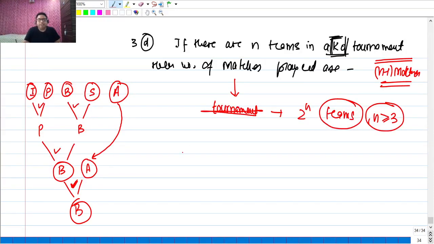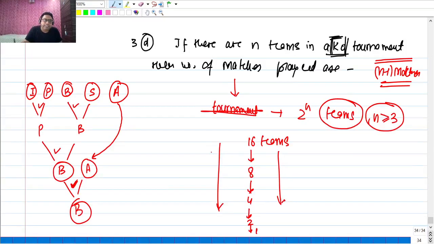Why? Because you understand, suppose 16 teams are there. 16 teams. First round 8 teams are left. Second round 4 teams are left. Third round 2 teams are left, and 1 team is left. So iteration to the final is really easy if you have 2 to the power n teams.